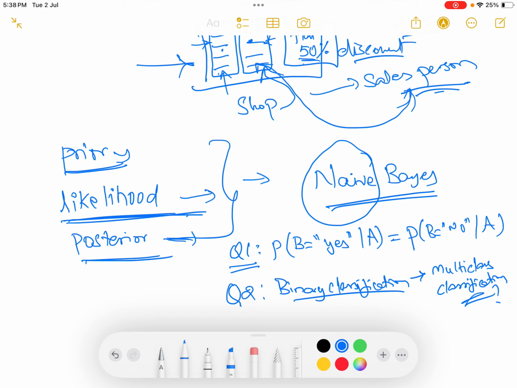We'll see different problems and go deeper into the Naive Bayes classifier in coming videos.